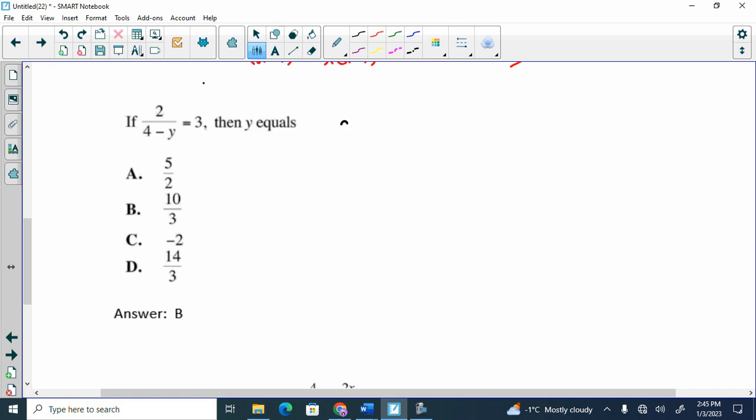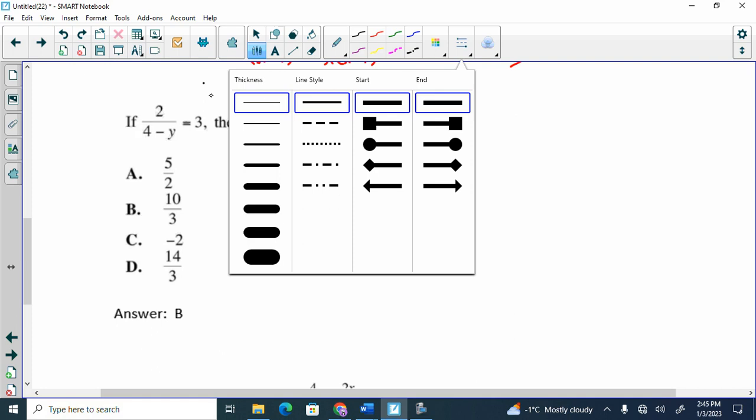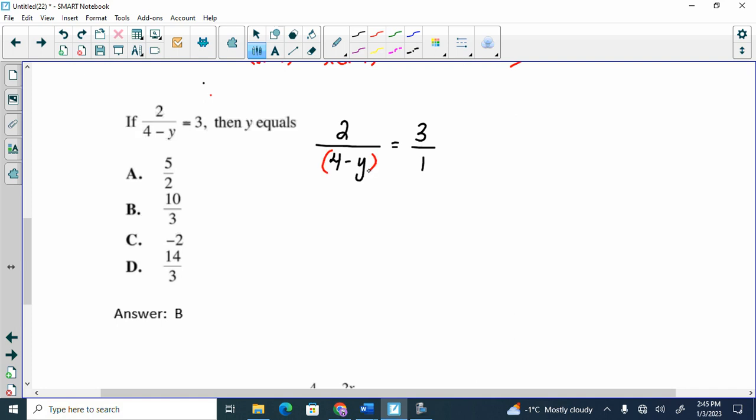Okay, so if we go 2 over 4 minus y equals 3 over 1. If I want to solve, I can make common denominators. That's the key thing. So this one is 4 minus y. This one is 1. So this one I need to multiply by 4 minus y. So I get 2 over 4 minus y.